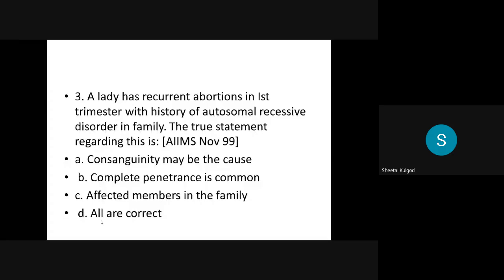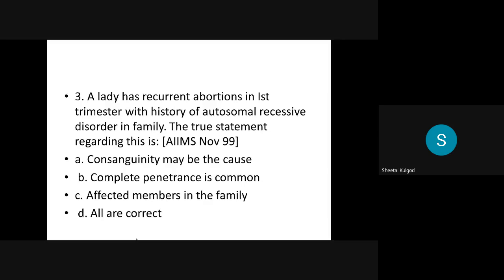The third option, that affected members are in the family, is of course, as we discussed, due to consanguinity, because it is running in the family, the members in the family will also be affected. So all these three points are actually true for this particular statement of recurrent abortions with a history of autosomal recessive disorder in the family. So the answer here is D, that is all are correct. So do you agree with me? Is it clear?